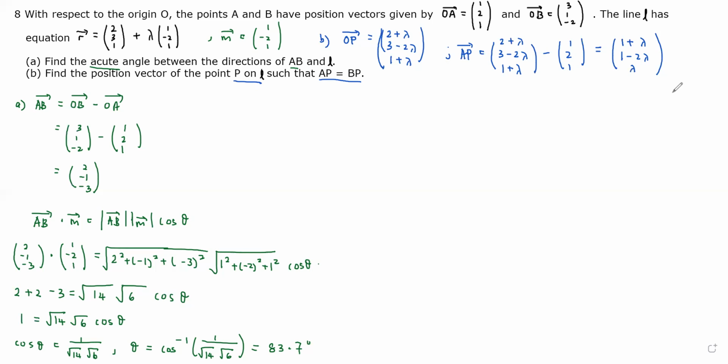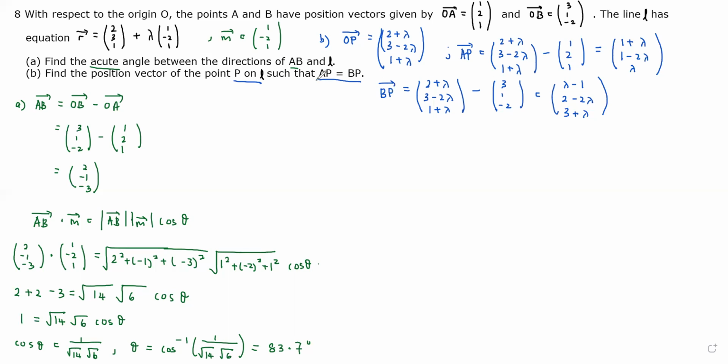That is vector AP. We need to find vector BP as well. Vector BP is vector OP minus vector OB. We have 2 plus lambda, 3 minus 2 lambda, 1 plus lambda, minus vector OB. Vector OB is given by 3, 1, negative 2. So 2 minus 3, then that will give us lambda minus 1. 3 minus 1, we have 2 minus 2 lambda, and 1 plus 2, that will give us 3 plus lambda.